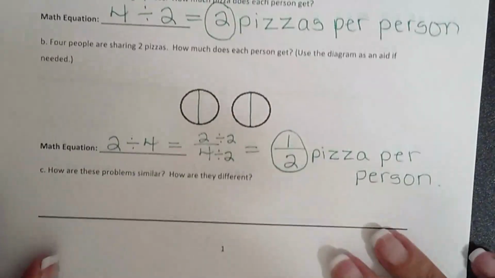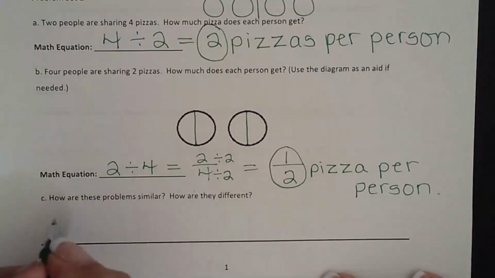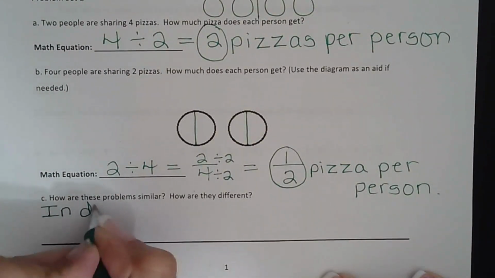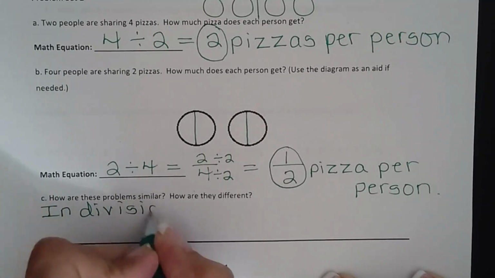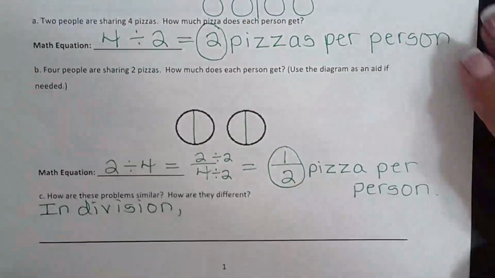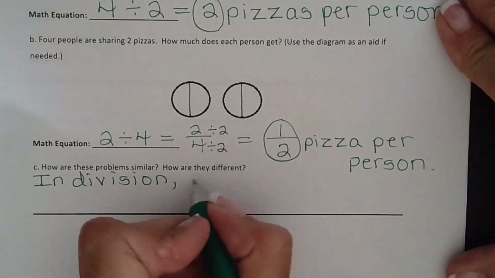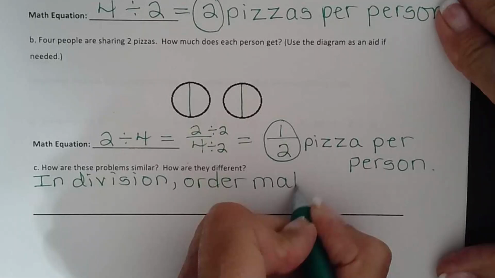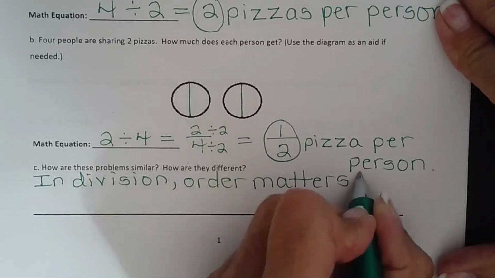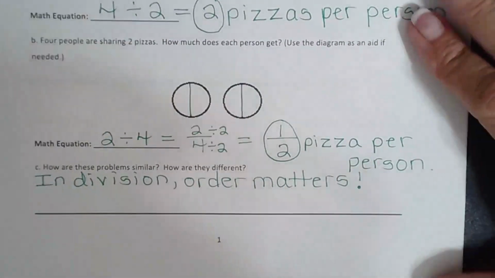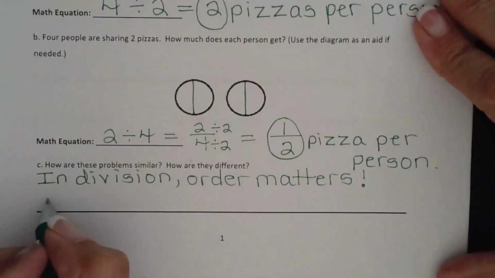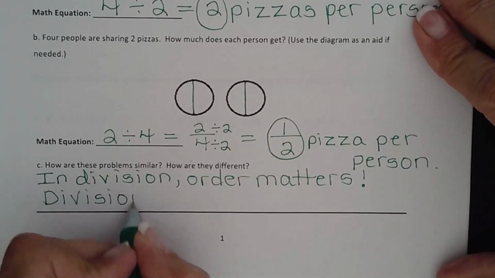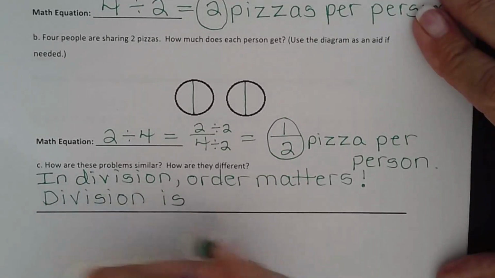So, since our answers were different, that means in division, order matters. So if you switch the order and you're not supposed to, you will get the reciprocal of the correct answer. And that also tells us, because we did not get the same answer, that division is not commutative.